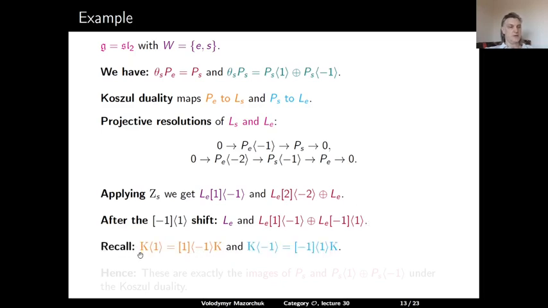If we recall how Koszul duality interacts with graded shifts, then we see that this LE is exactly the image of PS. And LE shifted by 1 and minus 1 and by minus 1 and 1, this is exactly the image of PS shifted by 1 and PS shifted by minus 1. This is the illustration of the commutativity of that diagram.